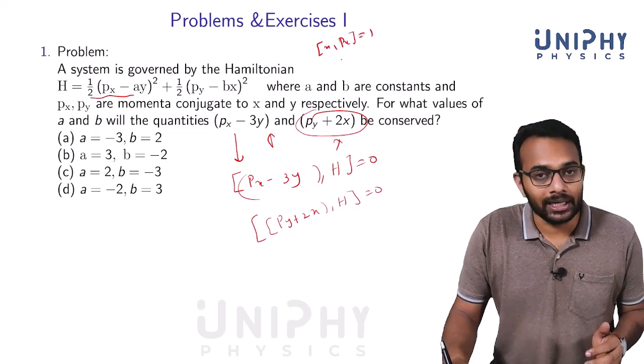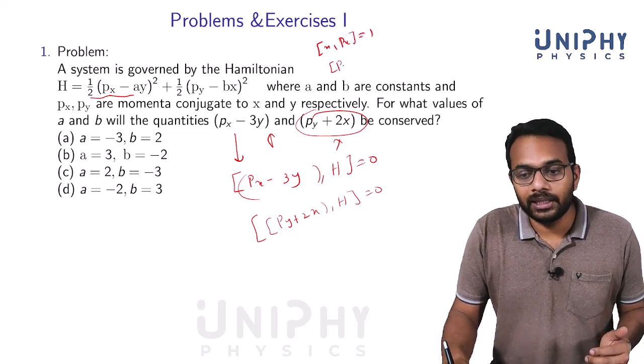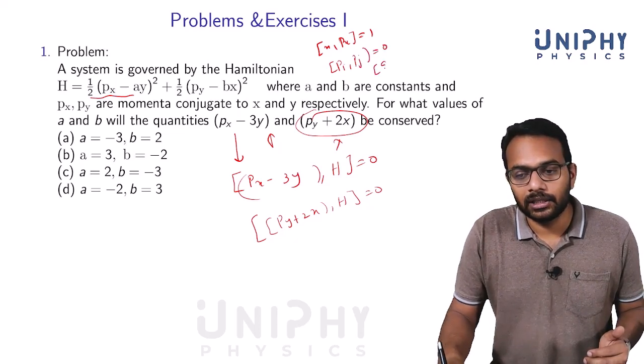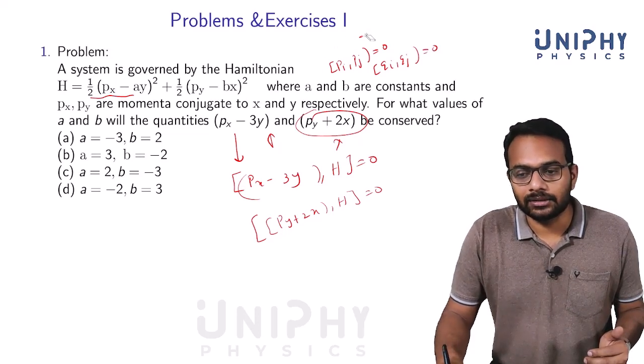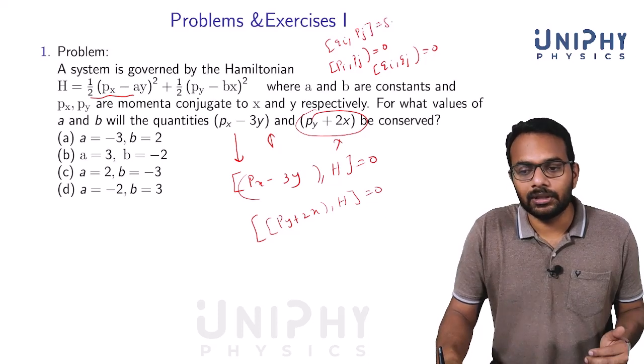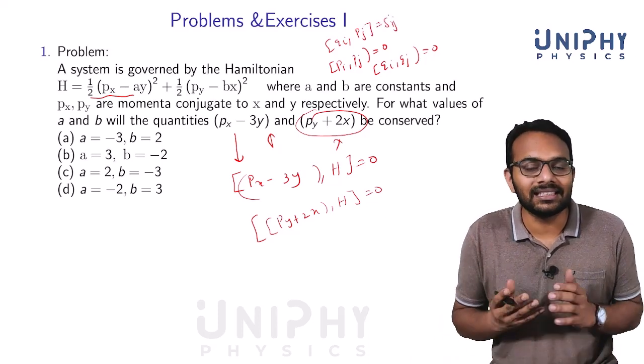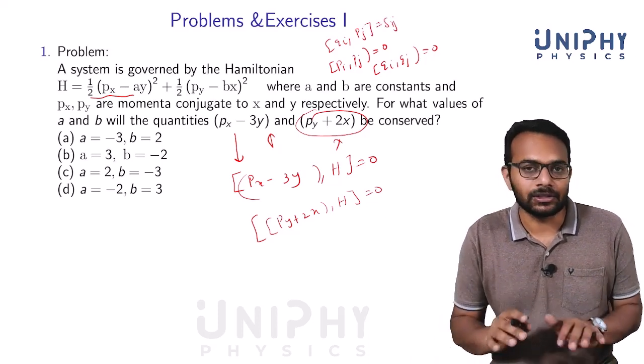So we construct these equations and use the fundamental Poisson brackets, which are x with Px is equal to 1, etc. Similarly, Pi with Pj are all equal to 0, and Qi with Qj are all equal to 0. And this we can write generally as Qi with Pj is equal to delta ij. We can use just these fundamental Poisson brackets and solve this problem.